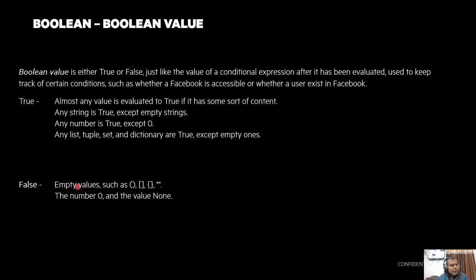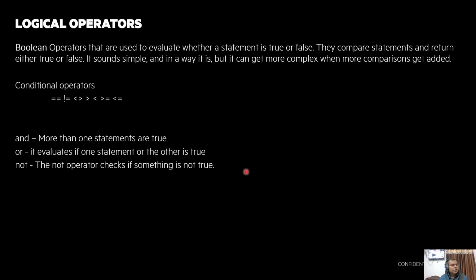False: empty values such as an empty list, empty tuple, dictionary, or string will be treated as false. The number 0 and the value None are also false. This is very important while doing any comparison, so that we can decide whether a condition is true or false.